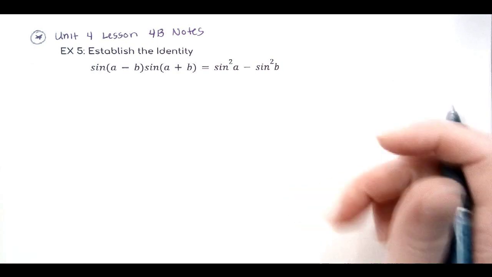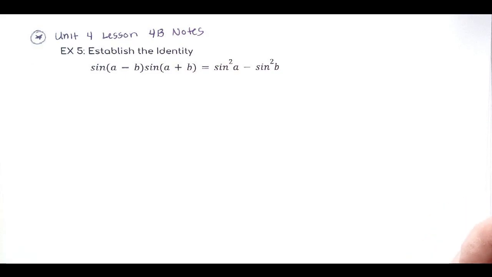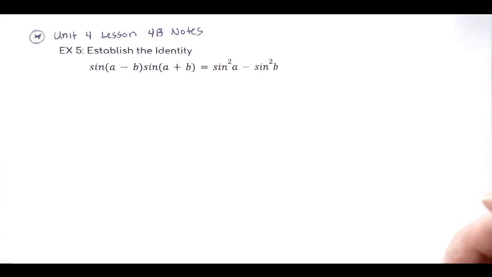Hello everyone. This is the last example of the Unit 4 Lesson 4B notes. Sorry it wasn't included in that other video, and you also have that extra example in that last video, whether you chose to write it down or you actually just watched it, so you can see another one and how it was completed. But there's example 5, they want us to establish the identity, and we're going to start by working on the left side.